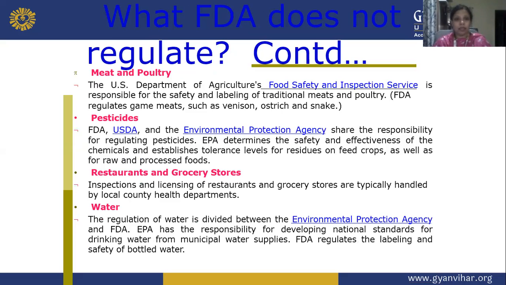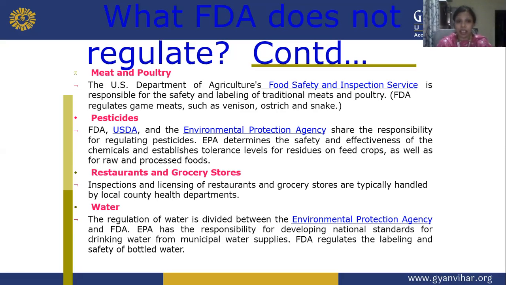Now, other than that, there are some other things. That is meat and poultry. Meat and poultry are regulated by the U.S. Department of Agriculture, specifically its Food Safety and Inspection Service. This is responsible for the safety and labeling of traditional meat and poultry. If you want to market this type of thing in the US, you need to take approval from the US Department of Agriculture, through the Food Safety and Inspection Service.